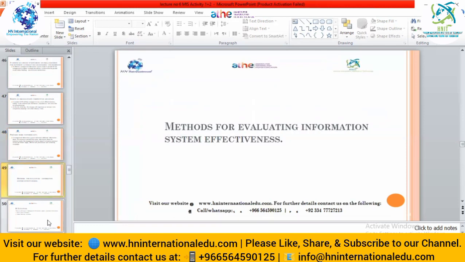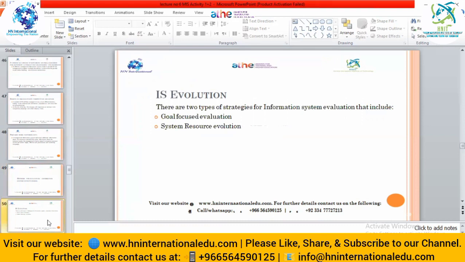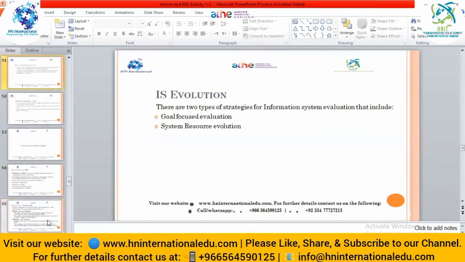Now, how can we evaluate the effectiveness of our system? After the practical implementation of the management information system, we have to evaluate its effectiveness. The first thing is to check whether we have achieved the goal, which is known as goal-focused evaluation. The second thing is system resource evaluation. We have to check all the resources of the system, and then we have to judge.